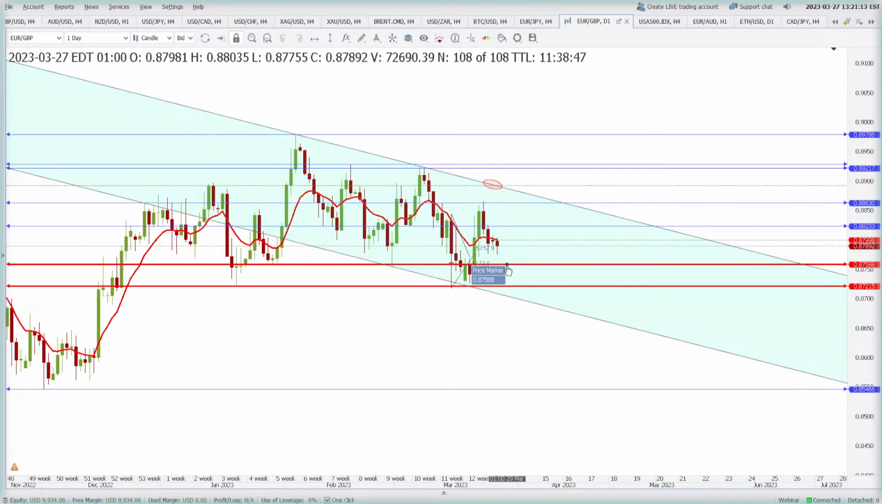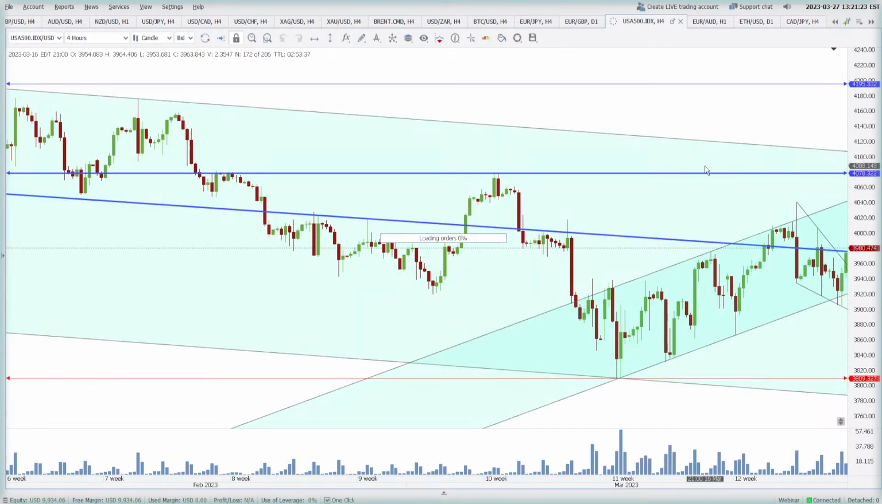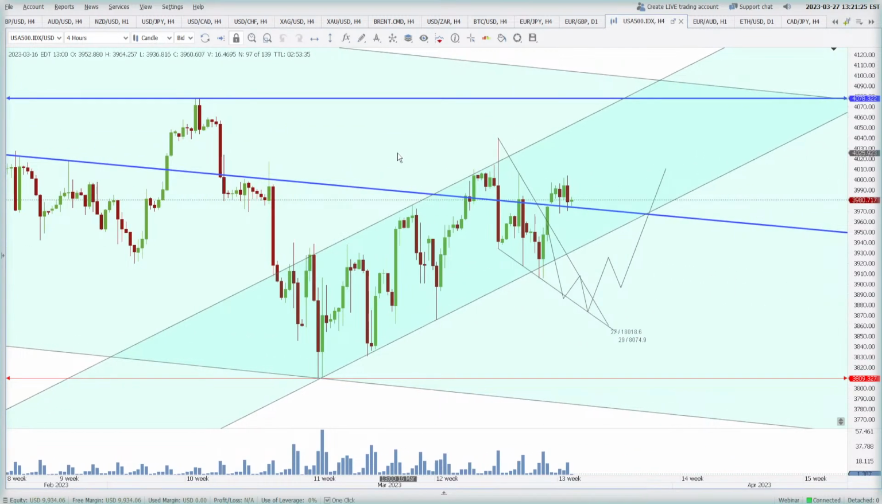So we'll just wait and watch. We'll keep our setup like this only. On the higher side, we have 0.8823 as the resistance, 0.8758 as the support.